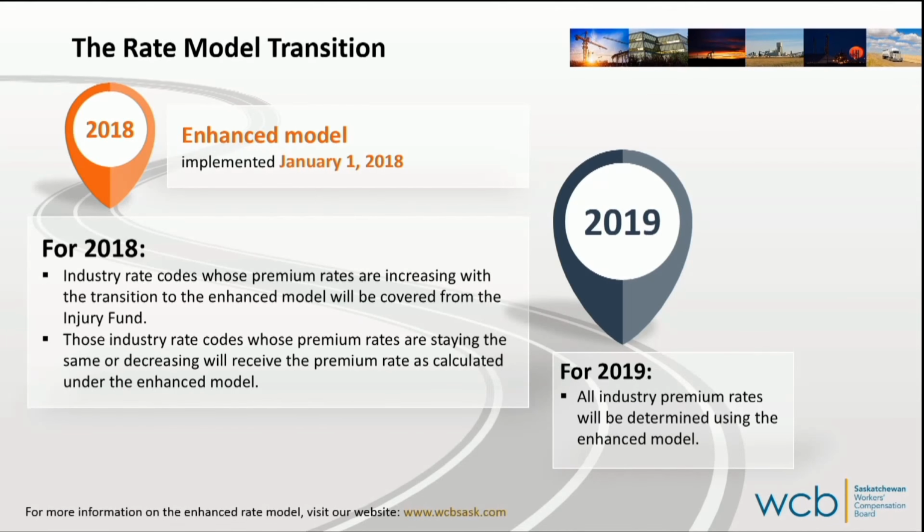This slide reinforces that 2018 is a transition year for some rate codes. The enhanced model was implemented for 2018 after customer consultation, and the board decided to transition the impacts of those whose premium rates would increase under the enhanced model for 2018 only. The move to the enhanced model means that 14 rate codes would see increases as a result. To mitigate the impact of those increases, WCB drew from the injury fund to cover the costs associated with the transition. This is being done for 2018 only.